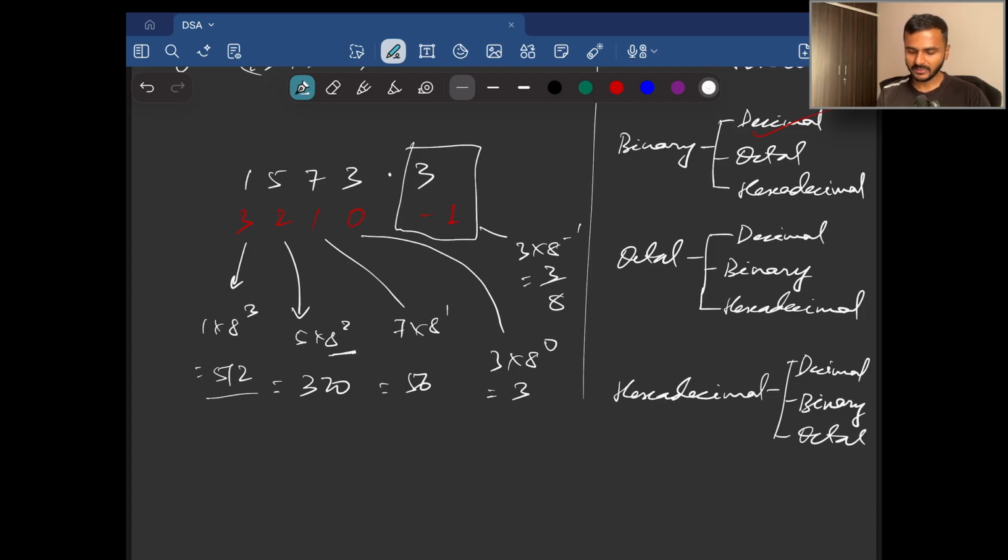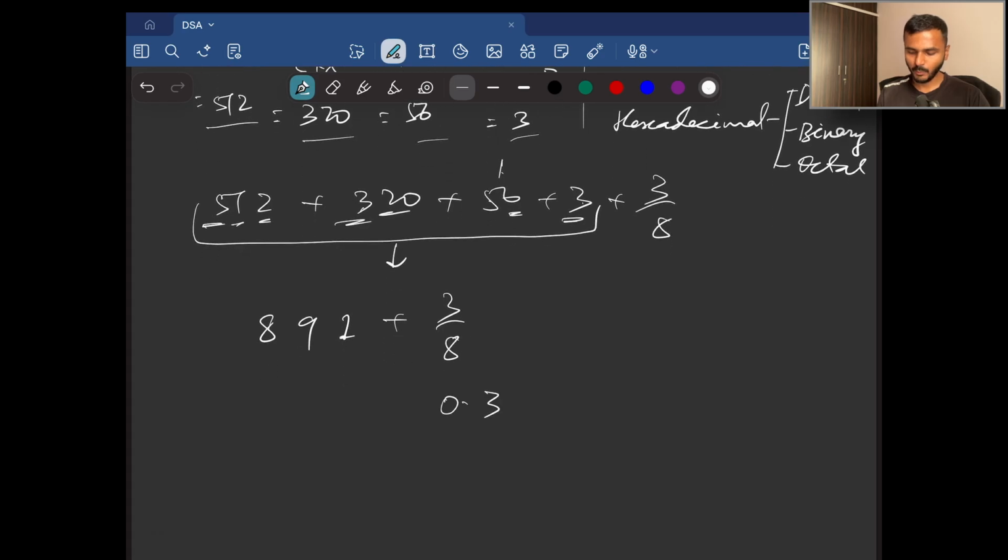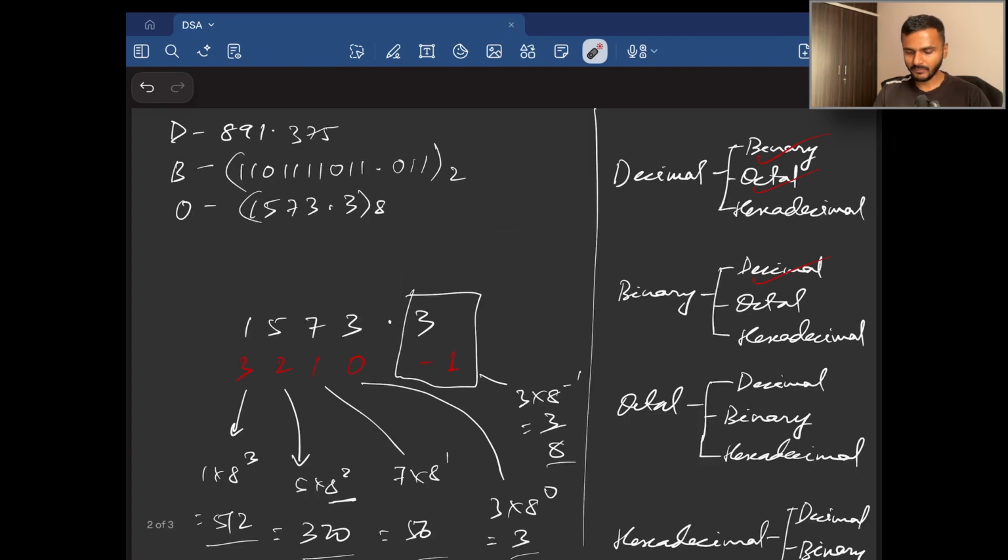Now, if we add all of these up, which is 512 plus 320 plus 56 plus 3 plus 3 by 8, what will we get? Let's go for this first. This will be 3, 6, 9, 2, 11. So 1 and 1 carried over, 5, 1, 6, 7, 8, and 9. Then we'll have 3 and 5, 8. So 891. This plus 3 by 8. And we know 3 by 8 is 0.375. So 891 plus 0.375 will be 891.375. That is what we were expecting anyway. And with this, we have understood how to convert octal to decimal.